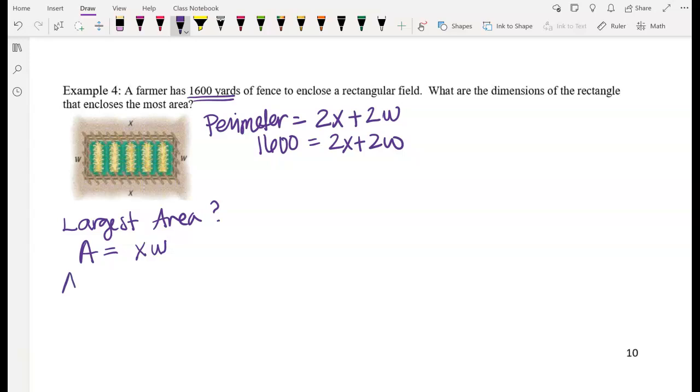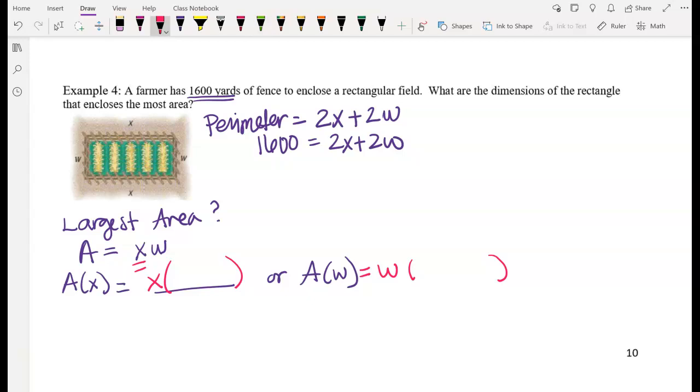We can write it as A of X, or A of W. It's really a personal preference here. There's no right or wrong. Whatever you decide to use as your input, then we just have to solve for that variable, okay? So if we choose A of X, that means we're going to keep X. That means we have to solve for W to substitute in here. If we want to use A of W, that means we keep W, and we're going to solve for X. So again, no difference at all.